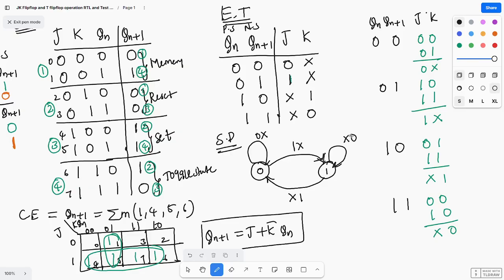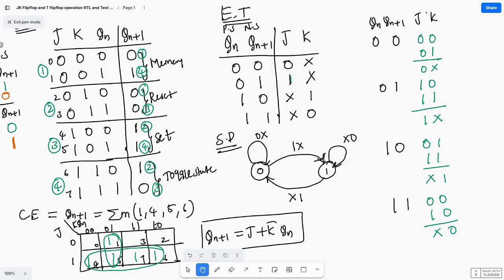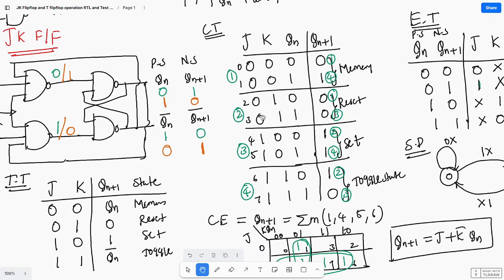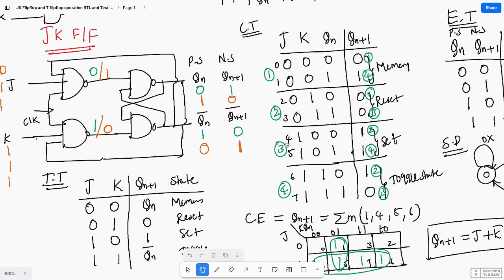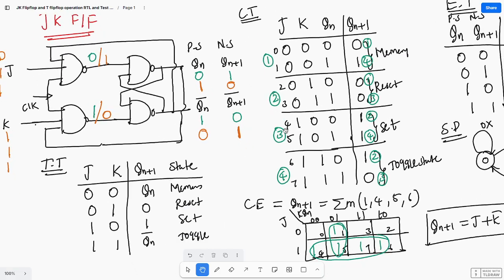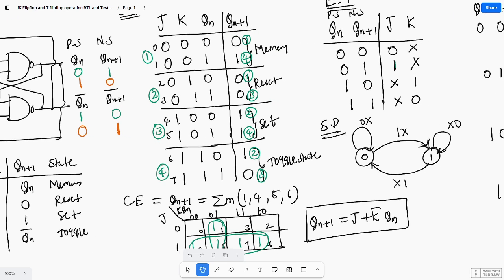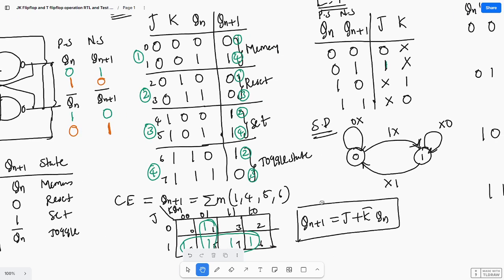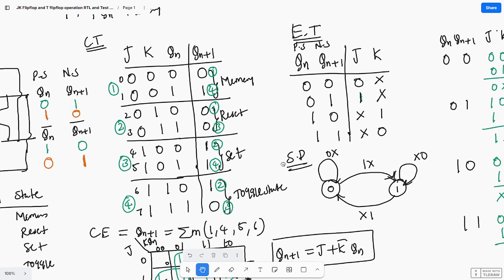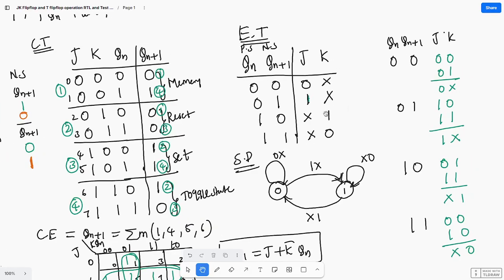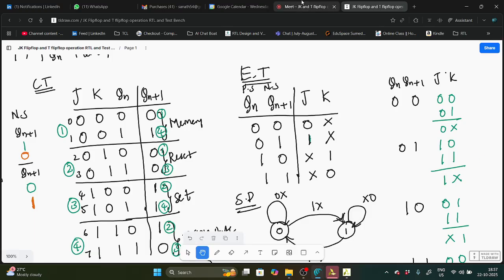For the JK flip-flop, first I drew the basic logic diagram and analyzed the characteristic table. From the characteristic table I will get the truth table, and you will get the characteristic equation. From the characteristic table you will get the excitation table. From the excitation table you will get the state diagram. So this is about the basic JK flip-flop.